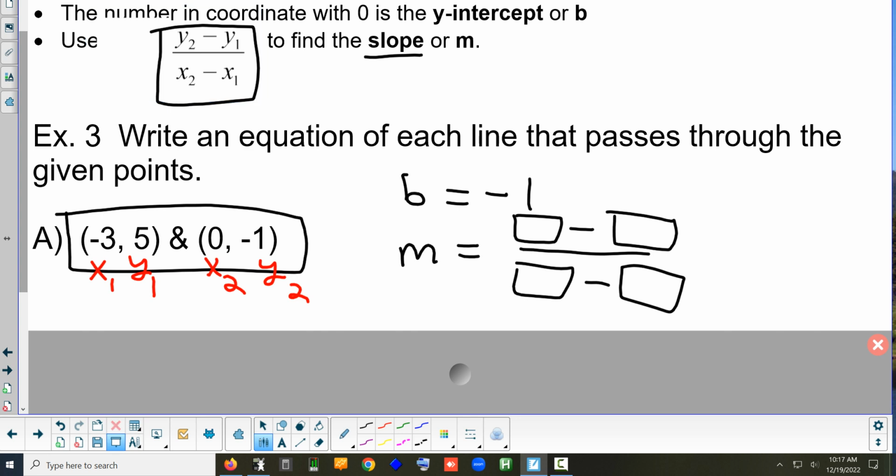Okay, so the upper left blank is y2. Joe, what's y2 in this case? -1. Yep, y2 is -1. So put that right there. The next one in the top is y1. Aiden, what's y1? 5. Yep, good.